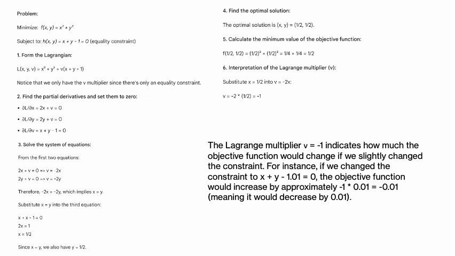So once you have that, you do 6 steps. The first step is to form the Lagrangian, which is nothing but introducing the v parameter that we just spoke about. So your f of x now becomes x squared plus y squared plus v times (x plus y minus 1), right?